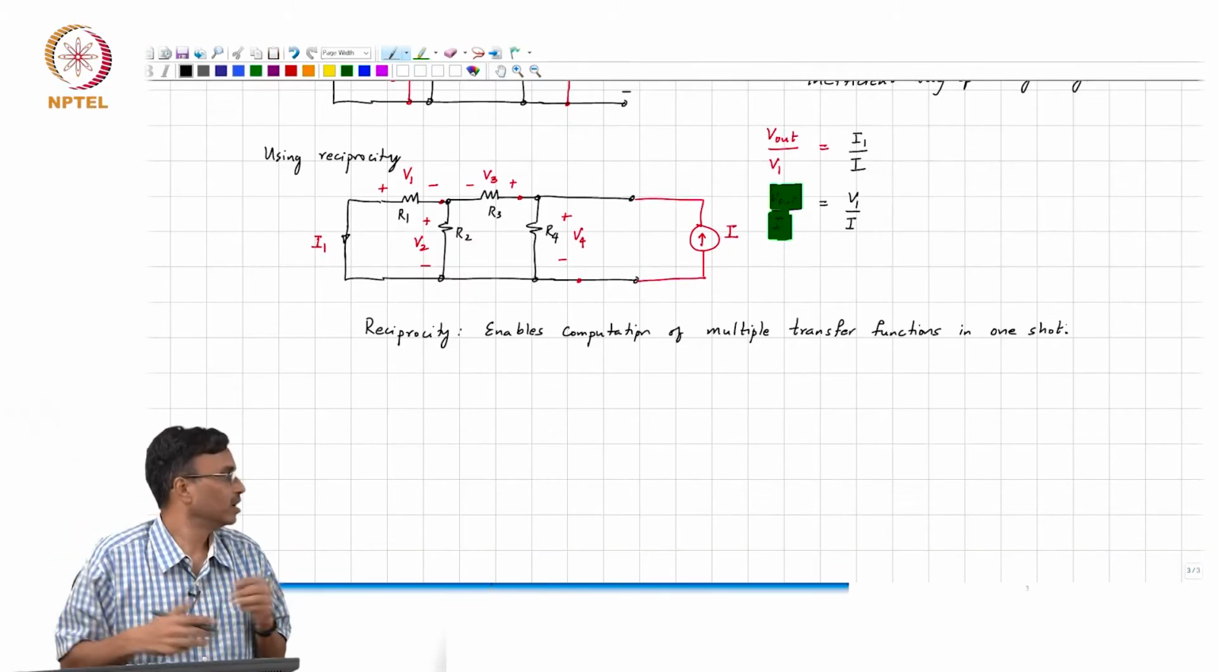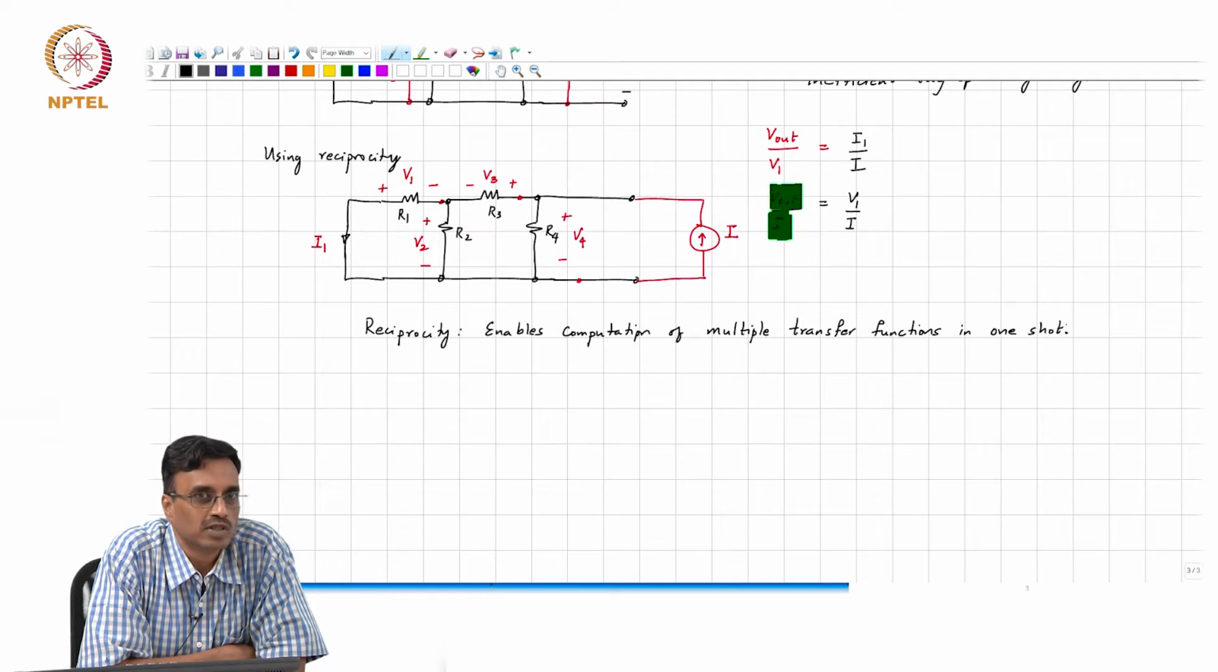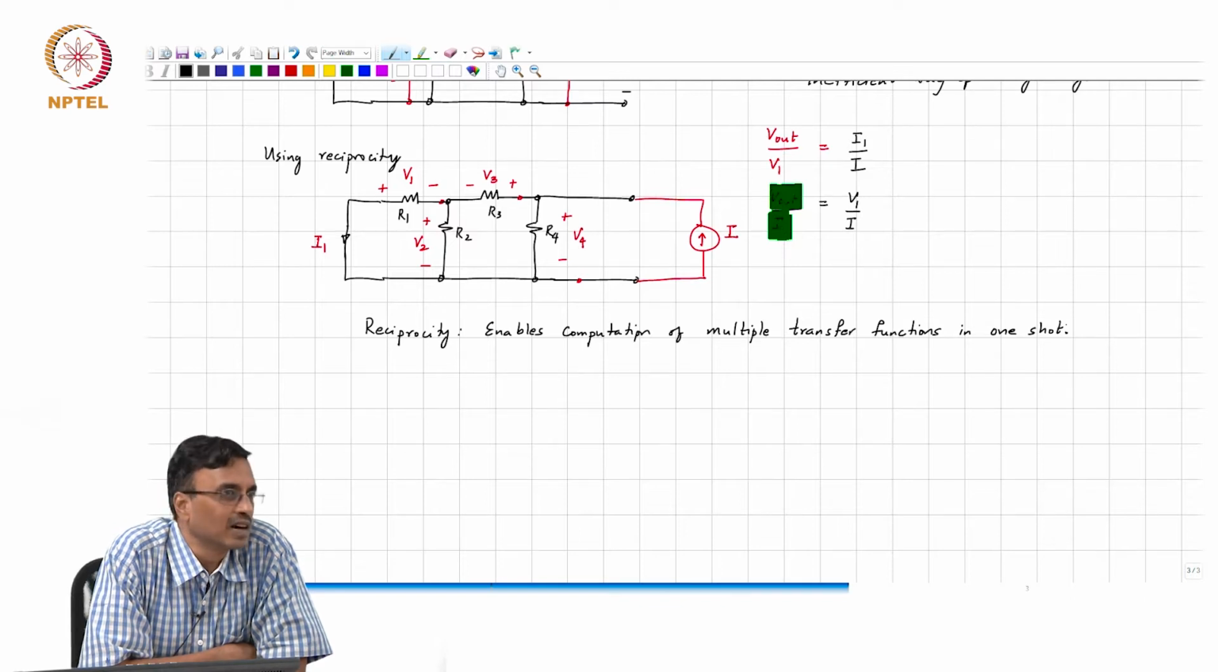Okay, so obviously it'd be great if we could find a fix, find some way of being able to use this concept of reciprocity in networks that contain controlled sources.